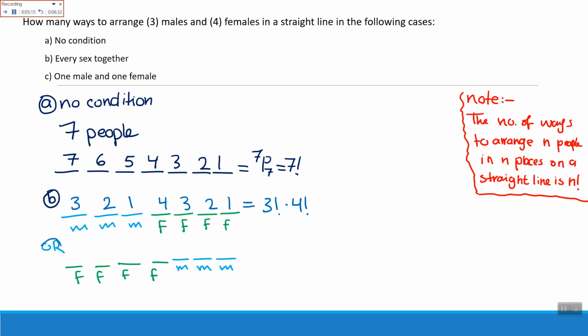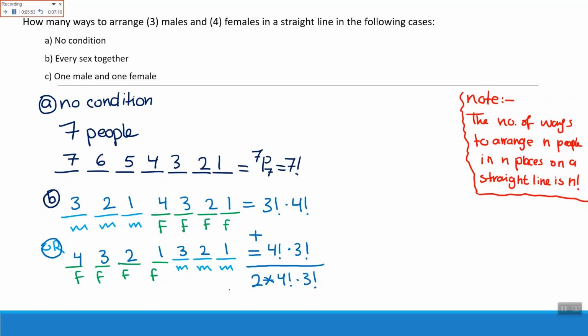Or, we said that "or" translates into addition. So this is plus. If we put the females together, then we're going to start with 4, 3, 2, 1. And then the males are going to be 3, 2, 1. So the answer here is going to be 4 factorial multiplied by 3 factorial. And when we add these 2 together, we're going to get 2 times 4 factorial times 3 factorial. And this is going to be our last answer.